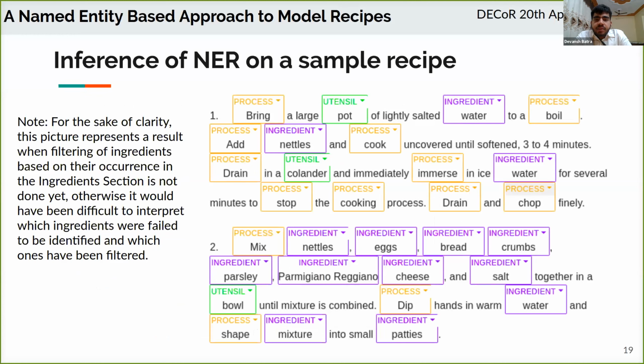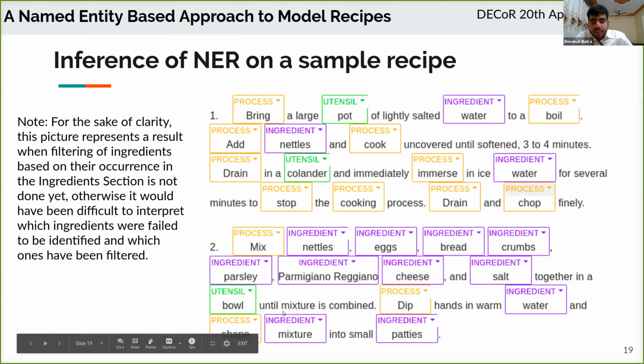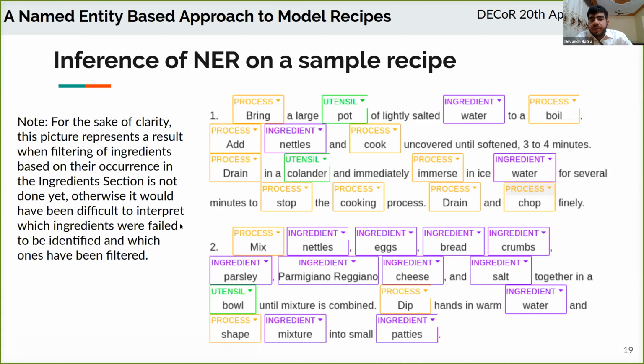So let us look at this recipe. This is the inference of the NER model on our recipe. I'm not sure if you can see my mouse, but over here, mixture and patties are two of the ingredients which would not be present within the ingredient section of the recipe, which is why we actually filtered them out. This may or may not be required based on the use case or the application for which our algorithm is being used.